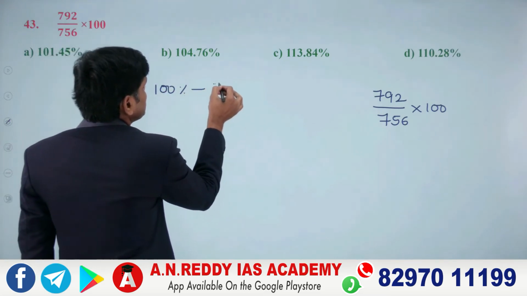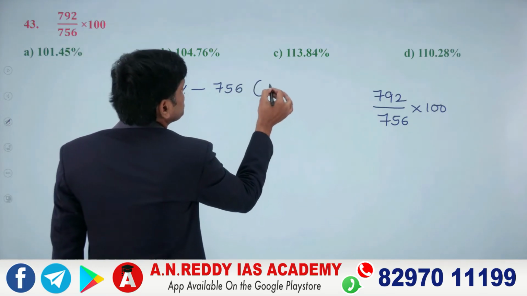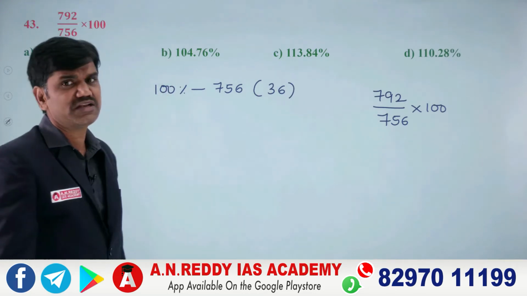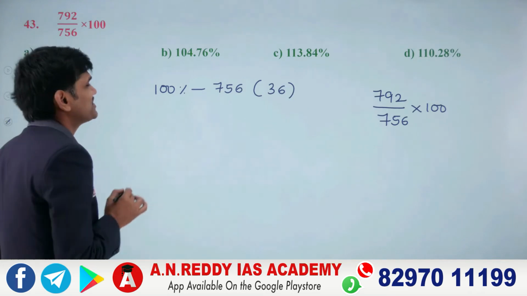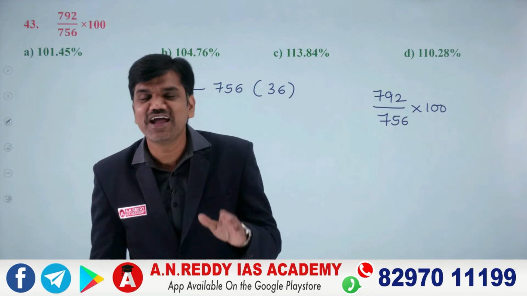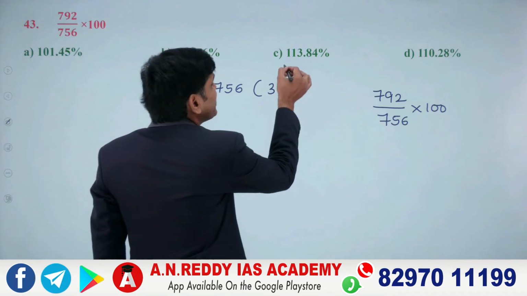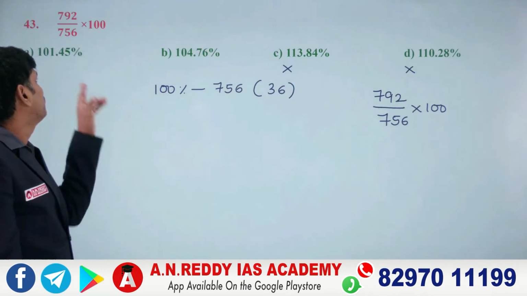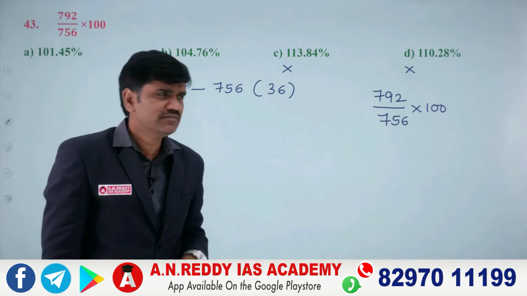100% of 756 will be 756 only. How much more should I go to reach 792? 36 more. Can I go for 10%? 10% is 75.6. I cannot go for 10%. I can't go for 10% means I can't even touch 110%. Hence my answer cannot be C or D. I am left with two options now. I have to decide whether it is 101.45 or 104.76.